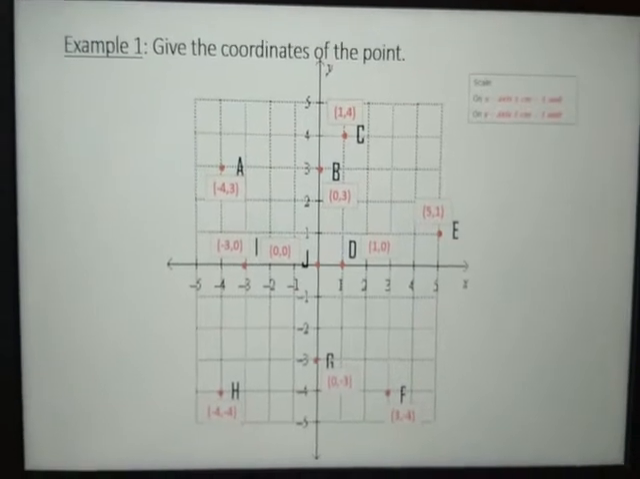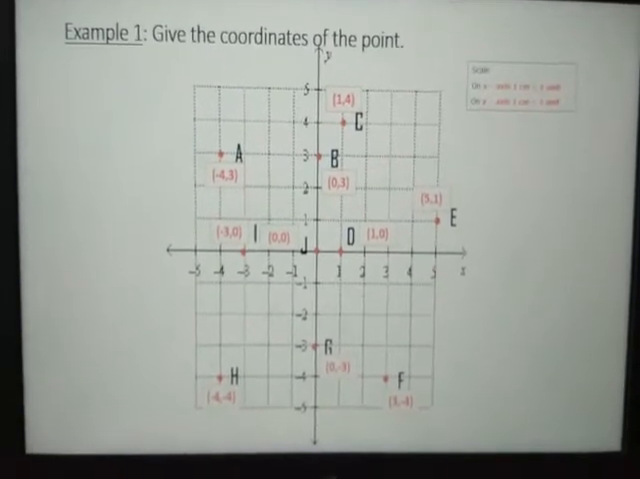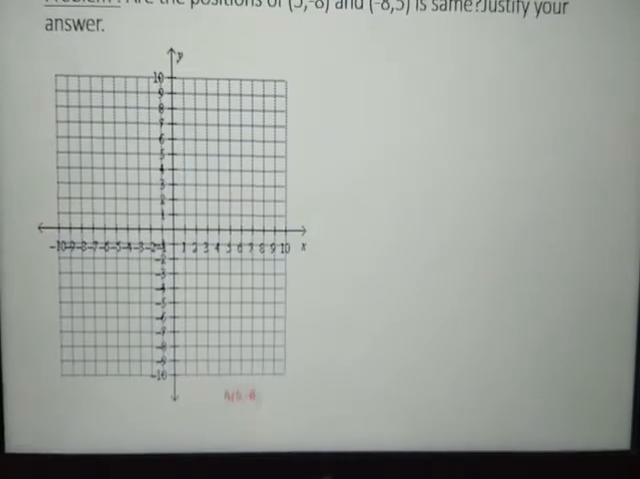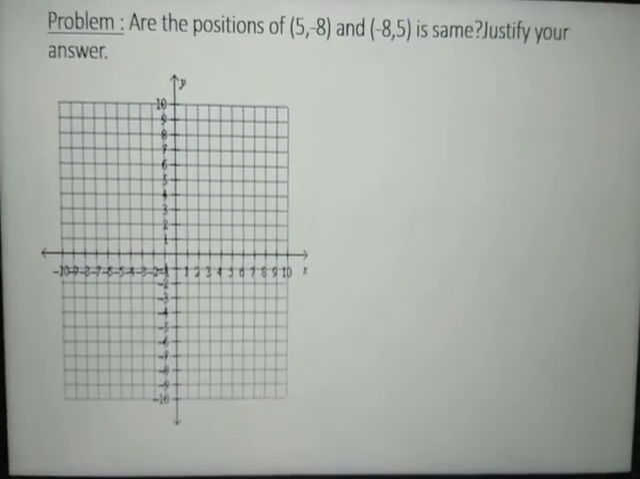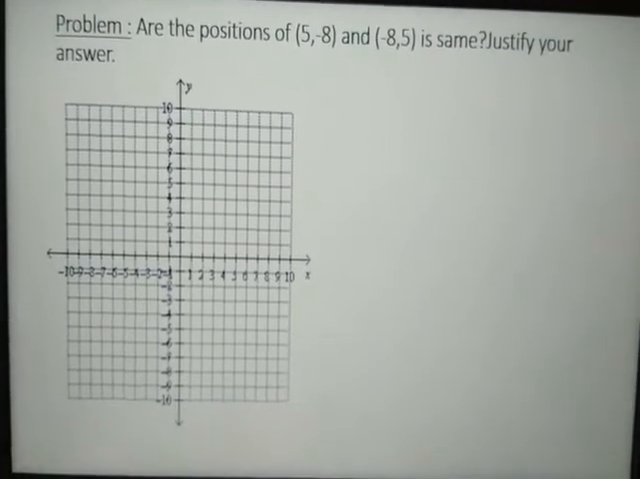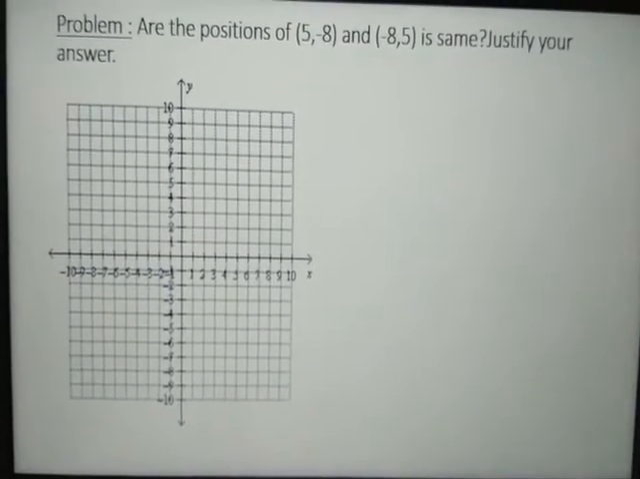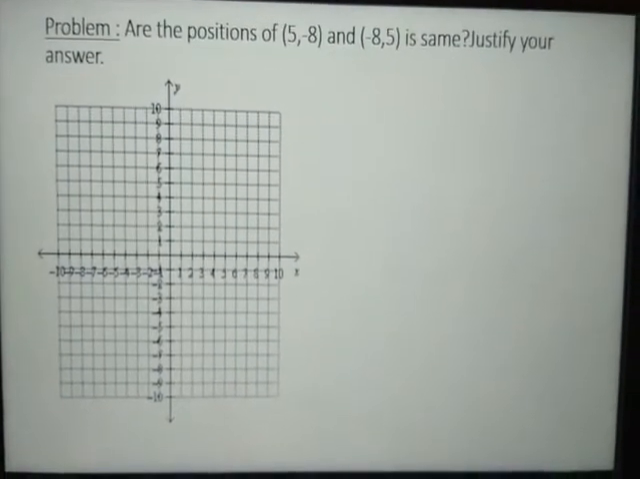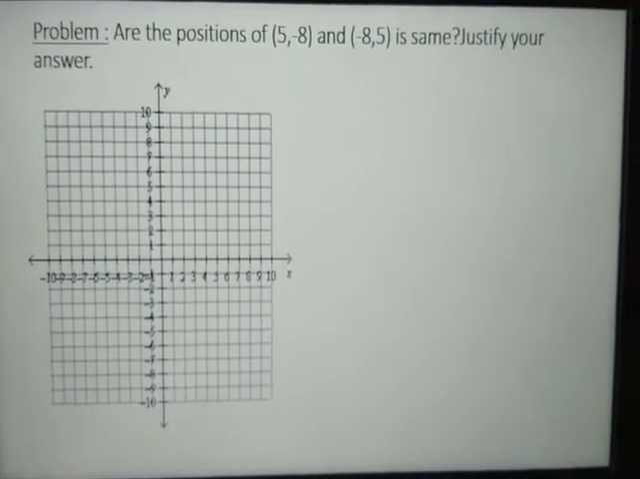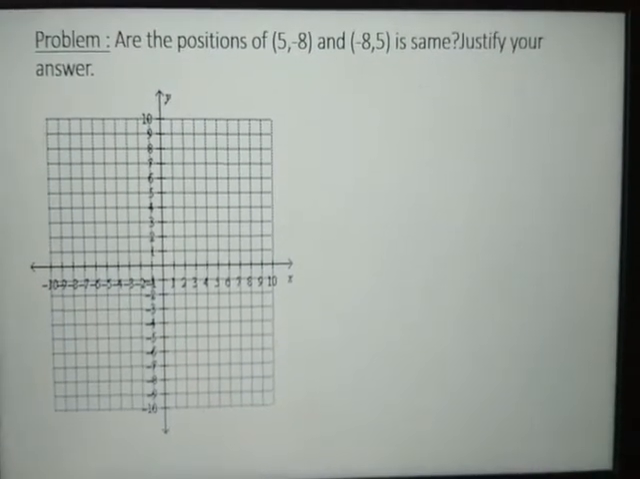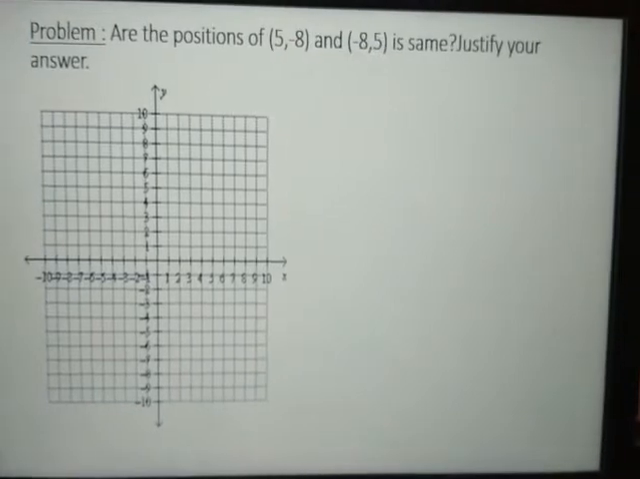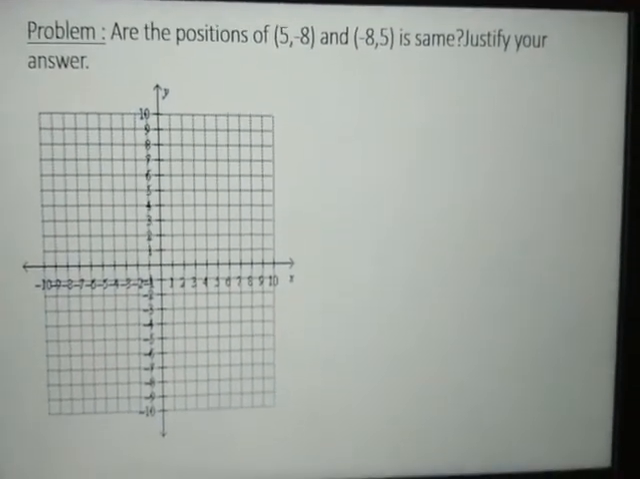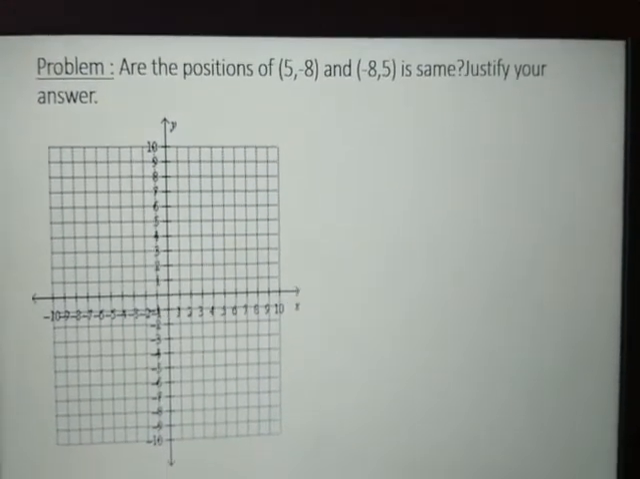So now we have written the coordinate points from the graph. Now let us go to another problem: are the positions of (5, -8) and (-8, 5) the same? Justify your answer. If we notice the first point (5, -8), the abscissa is 5 and the ordinate is -8. And in the second point (-8, 5), the abscissa is -8 and the ordinate is 5.